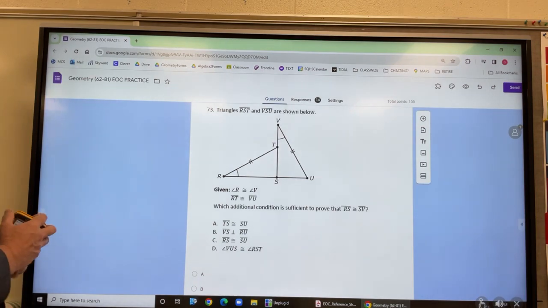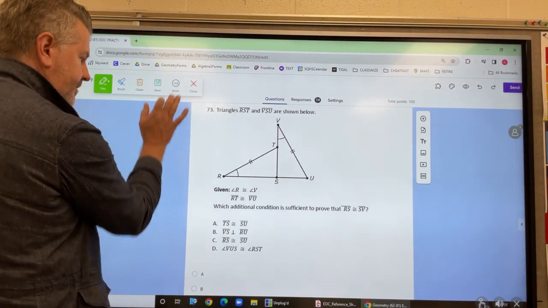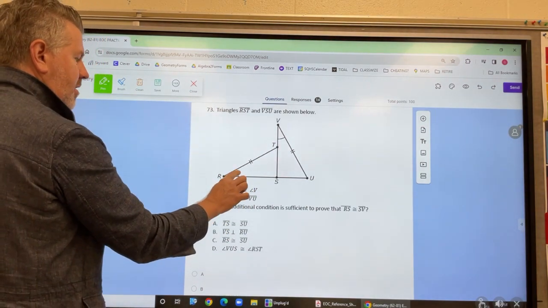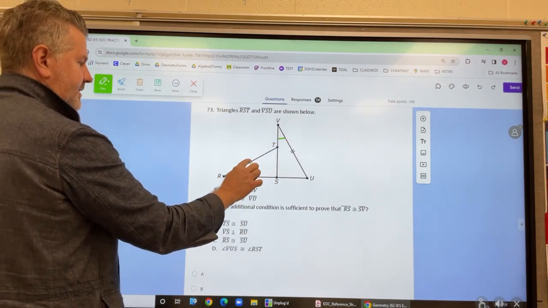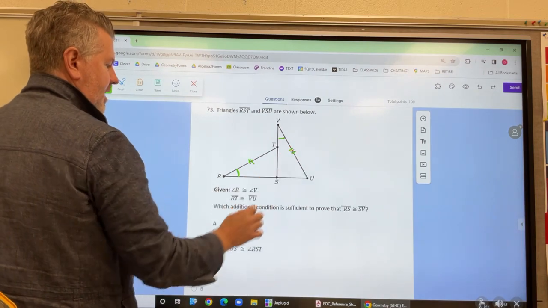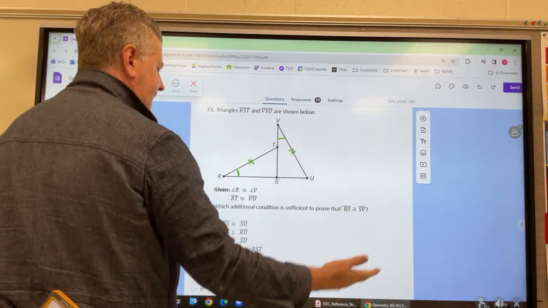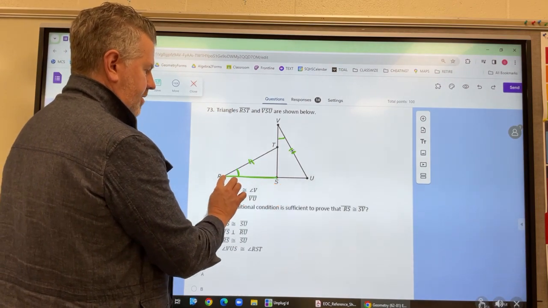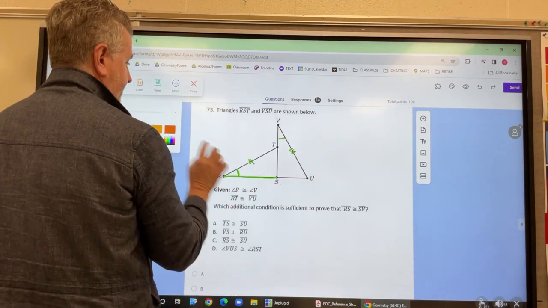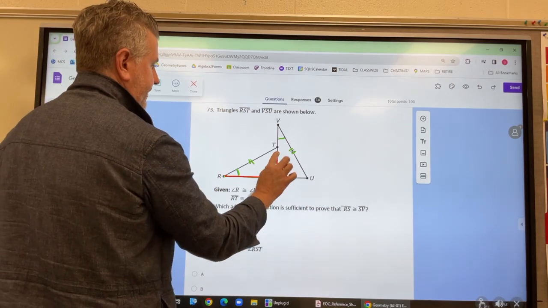All right, so triangles, these triangles are shown below. We're given that R and V are congruent, so that is congruent to that. We're given that this side is congruent to this side. What additional condition is sufficient to prove that RS is equal to this side, is equal to this side?